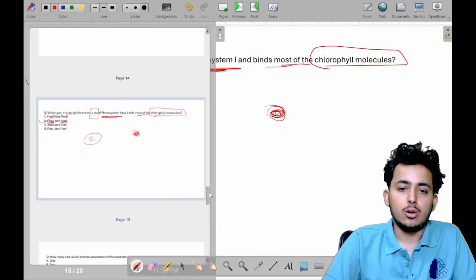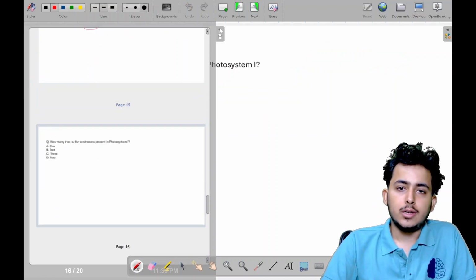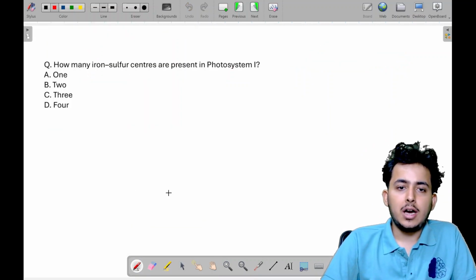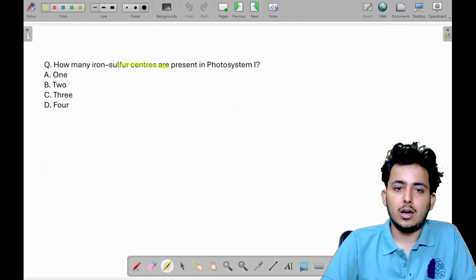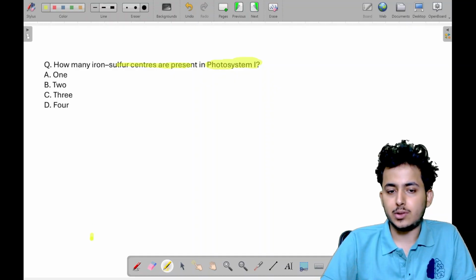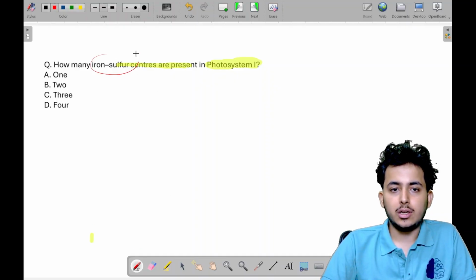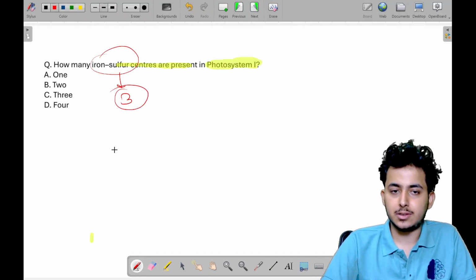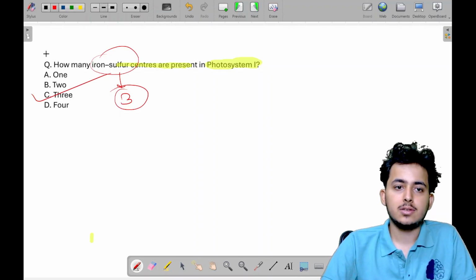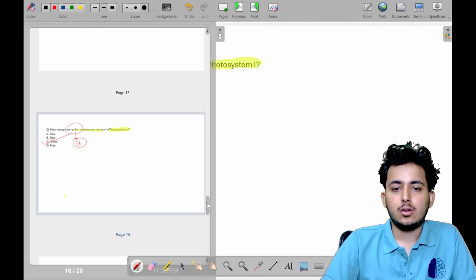Okay, now next is how many iron sulfur centers are present in photosystem 1? I told you that there are 3 iron sulfur centers present. So the answer is 3.